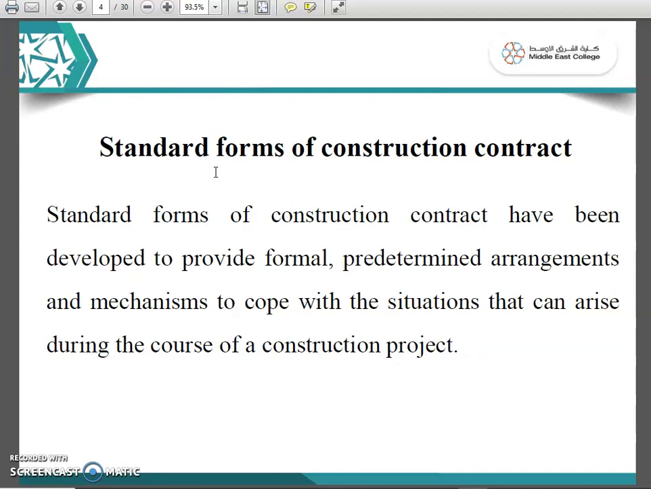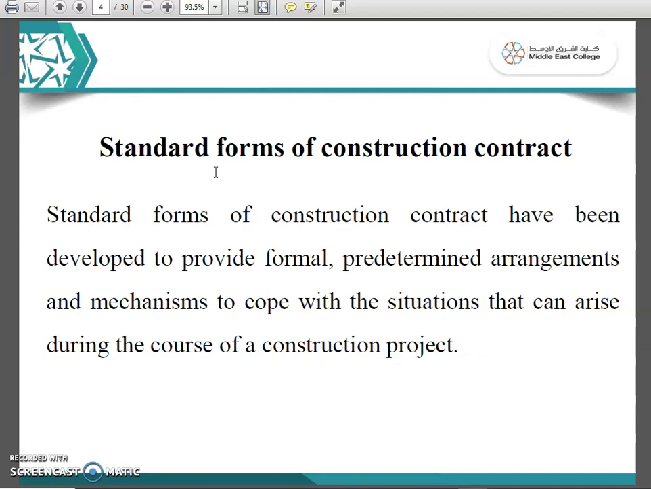Standard forms of construction contract is generally developed. It's like a detailed explanation of what is there in the contract, how to react and how to respond to various situations, various scenarios, how to respond if any problem exists. It's a pre-document, or guidelines given to the contractor as well as the client regarding various clauses, rules and regulations. So you can see the definition here.